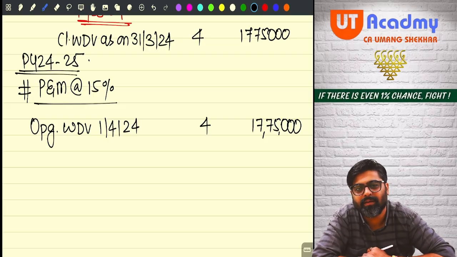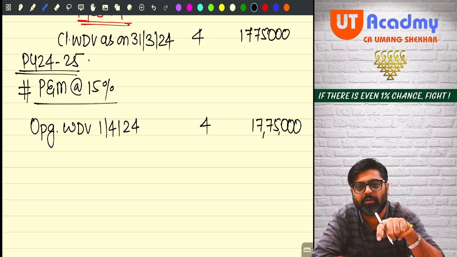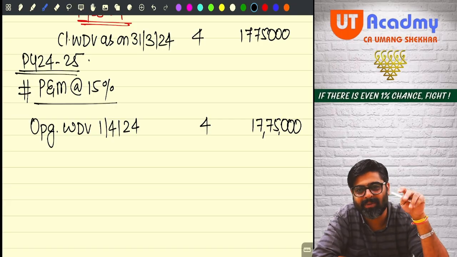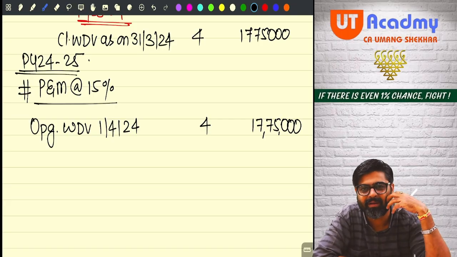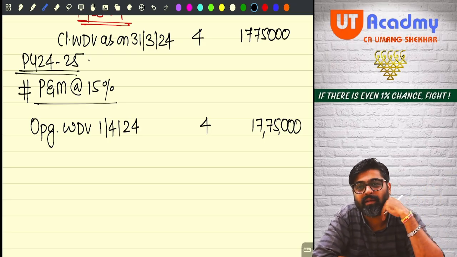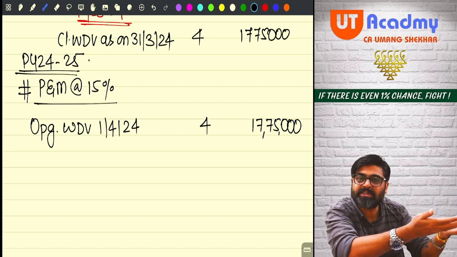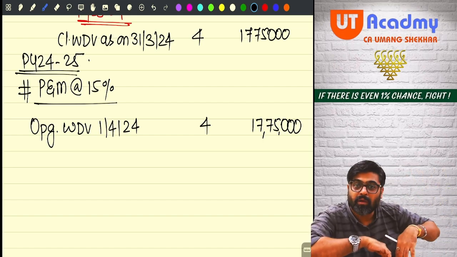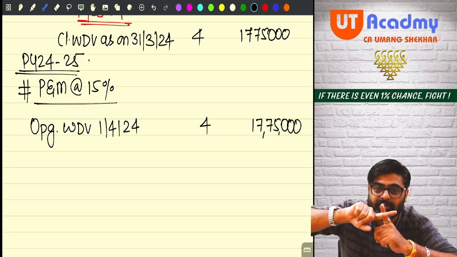Now, don't you think that in 24-25 I would also have bought some new plant and machinery having a 15% rate? For those new plant and machinery, I will either make a new block, or I will put those new plant and machinery in this block only. So new machines coming in the block are additions.